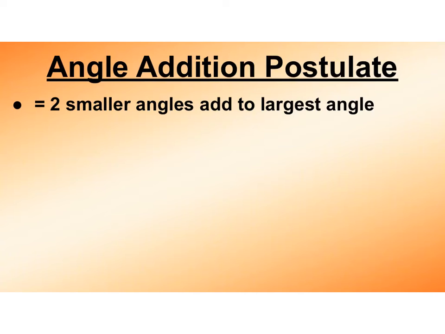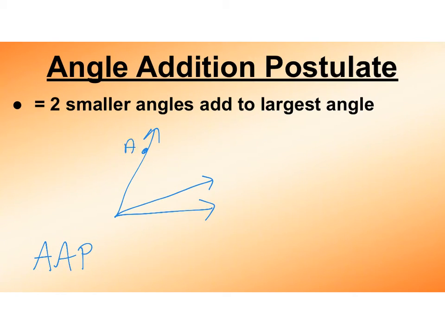Angle addition postulate is the same idea. We can abbreviate this one AAP. It says 2 smaller angles add to the largest angle. So if I draw a picture, I might have something like this. We'll add some letters on. A, B, C, and D. I'm going to throw some numbers in there just to make it a little quicker for writing. So my 2 smaller angles are 1 and 2. My big angle is ABC. So we can say the measure of angle 1 plus the measure of angle 2 is going to equal the entire angle that it makes up, the measure of angle ABC.